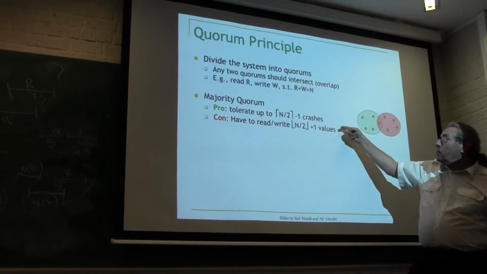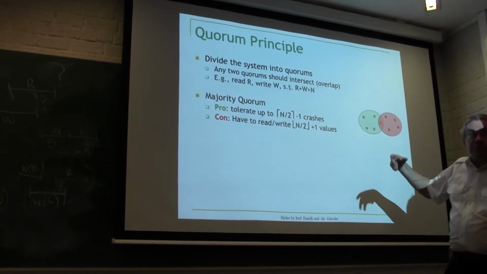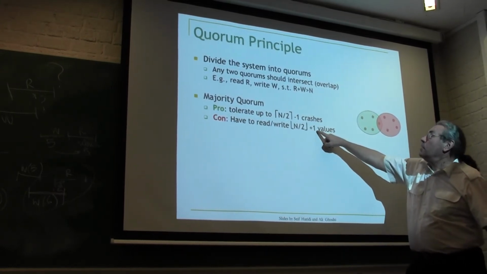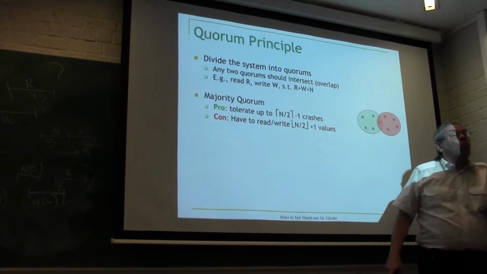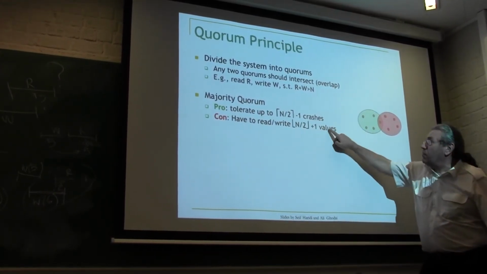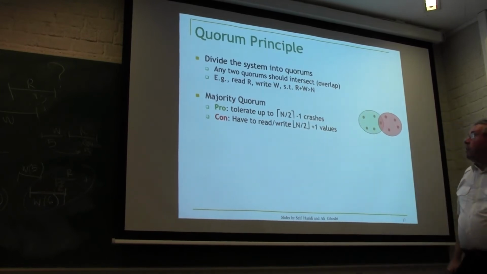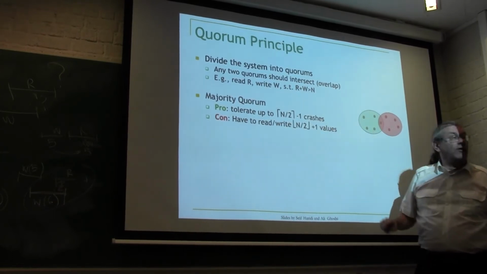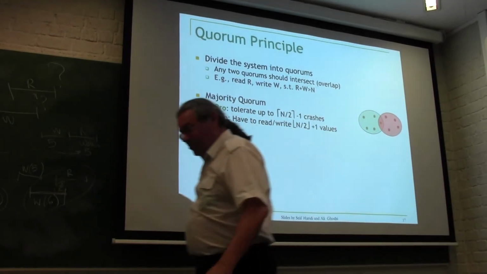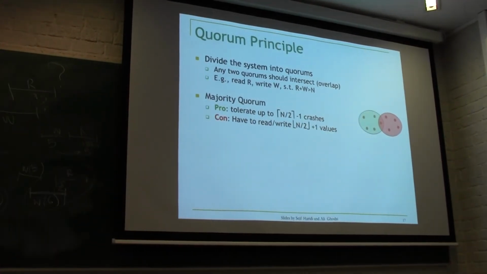But the bad part is it has to do work. It has to read and write 5 nodes. You cannot read by just reading 1 node. If you want it to work, you have to read 5 nodes here. But if you do that, you can tolerate 4 crashes. But you can vary that. And let me give you another example, just to show you. But there's many, many ways to vary it.